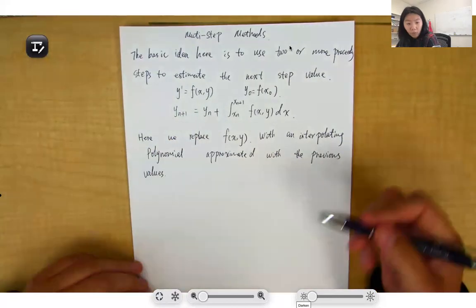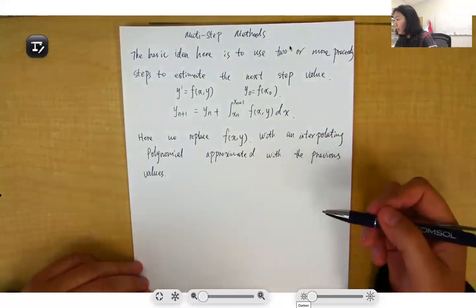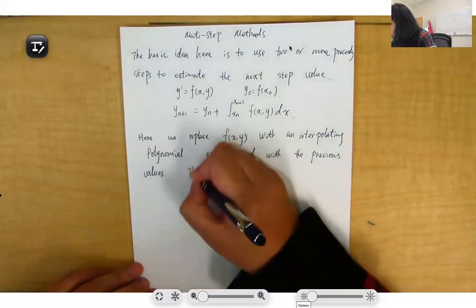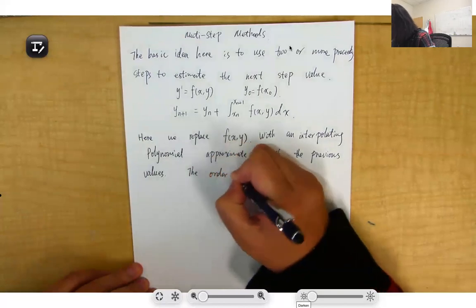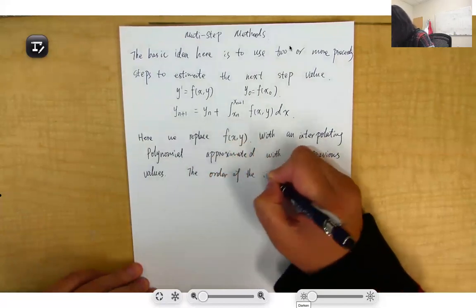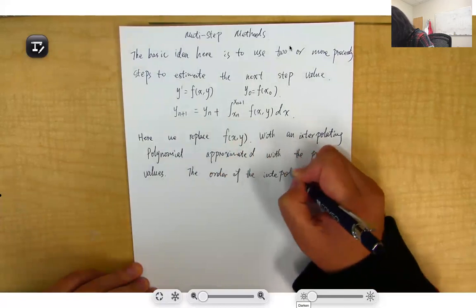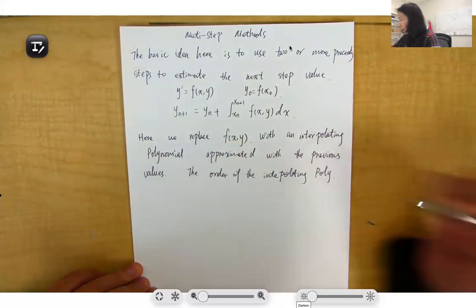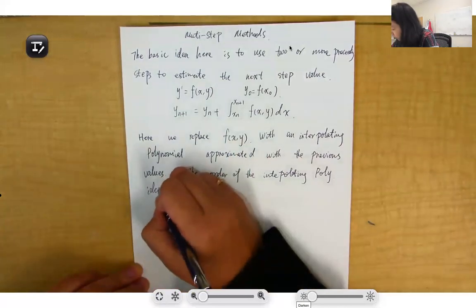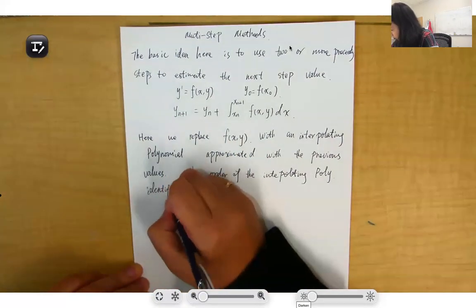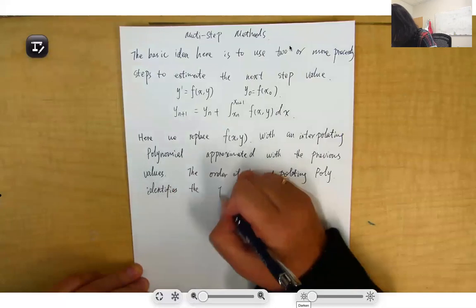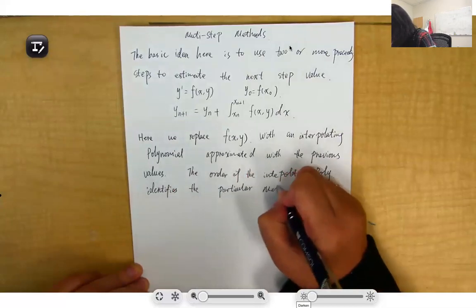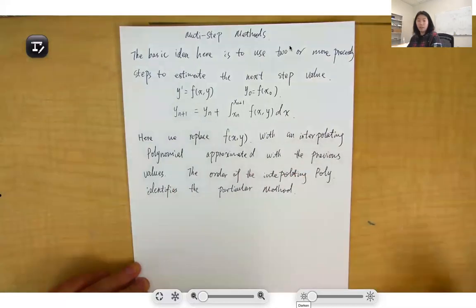And really, the order of the polynomial decides what kind of method you are using. So the order of the interpolating polynomial identifies the particular method you are using.